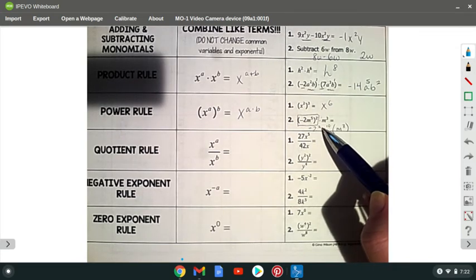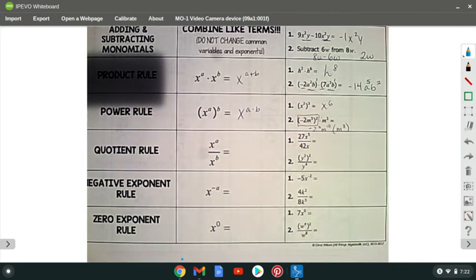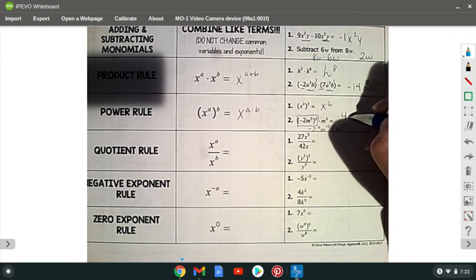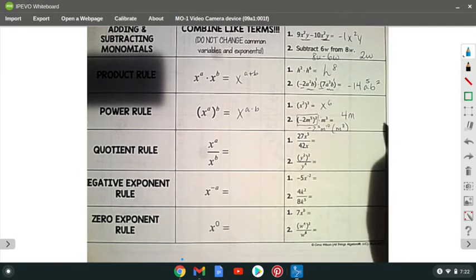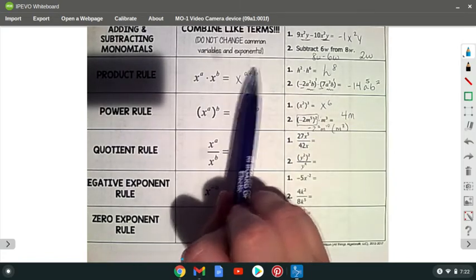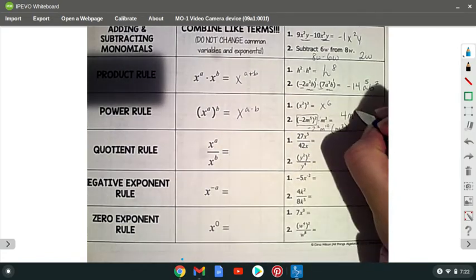Remember that -2 squared is going to give us a +4 because -2 times -2 is a +4. So I have 4m to the power of 10 times m to the power of 3. So when I'm multiplying bases, I use that product rule and add the exponents. So 10 and 3 gives me 13.